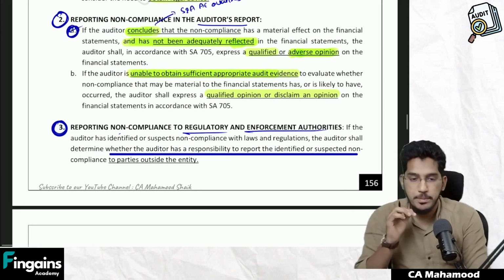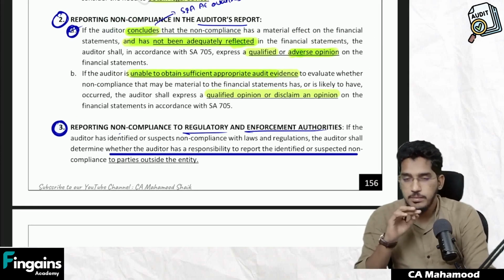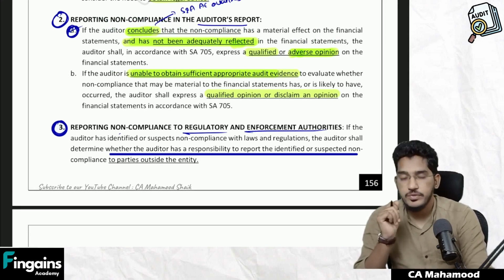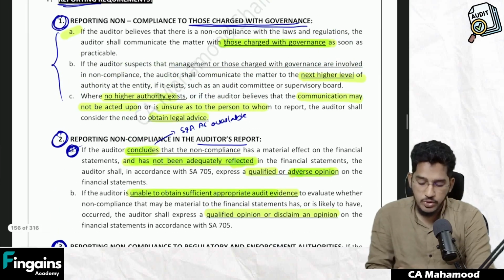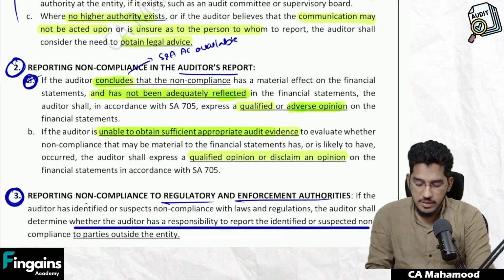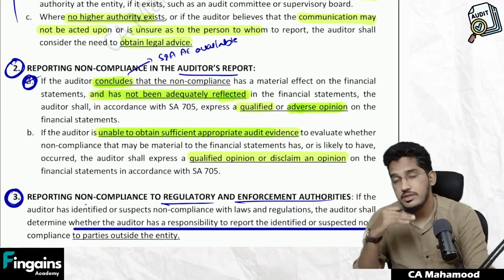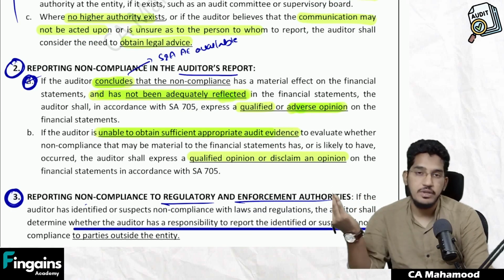Like for example, if you are doing a bank audit, the Banking Regulation Act clearly says that if you find any non-compliances in the audit of a bank, you have to report it to the RBI. In that case, just reporting to those charged with governance and giving a modified auditor's report alone will not be enough. We have to communicate this matter with whom? With the RBI also we have to communicate.